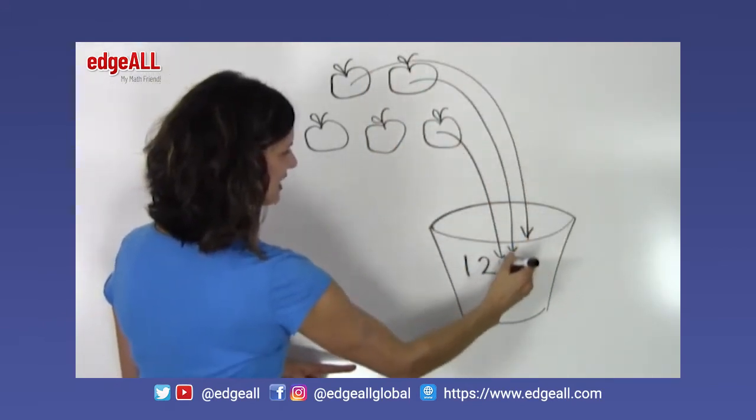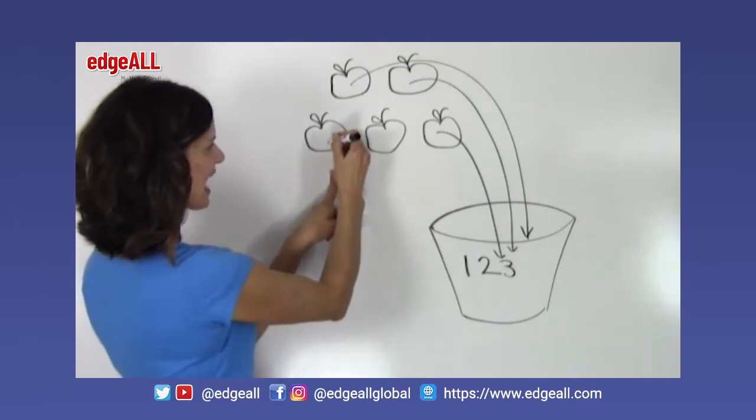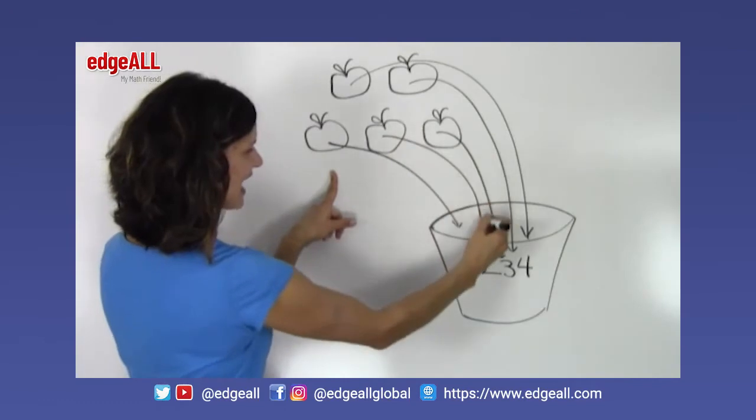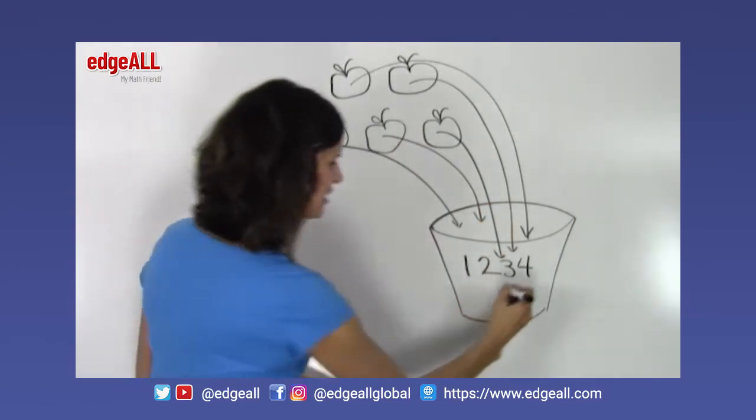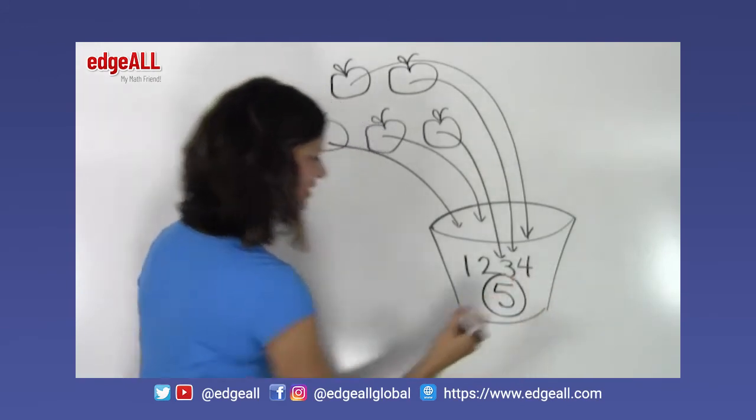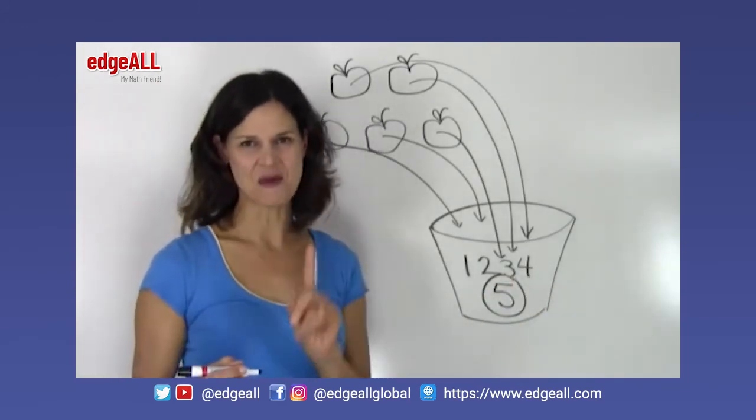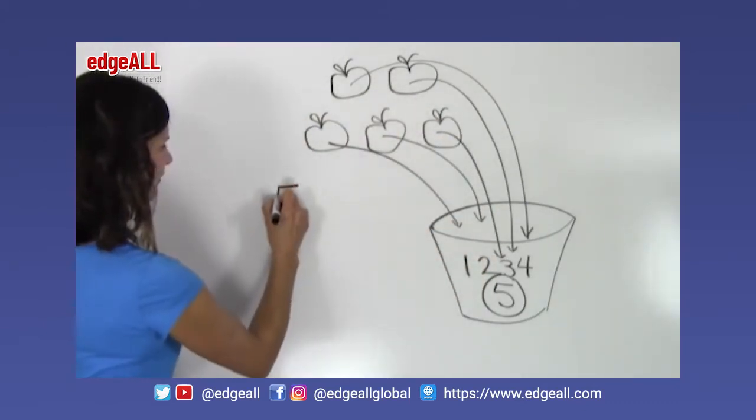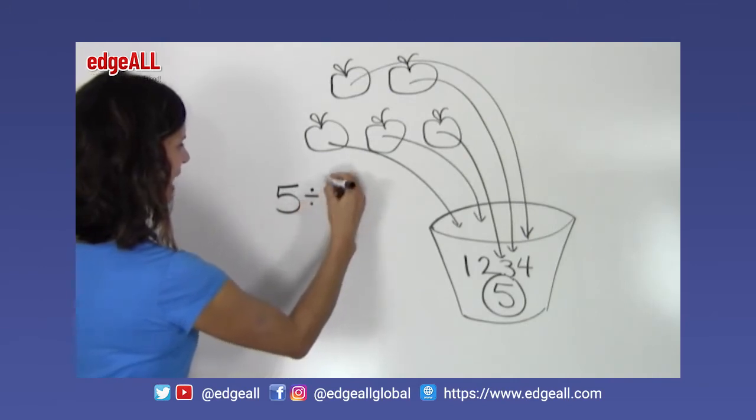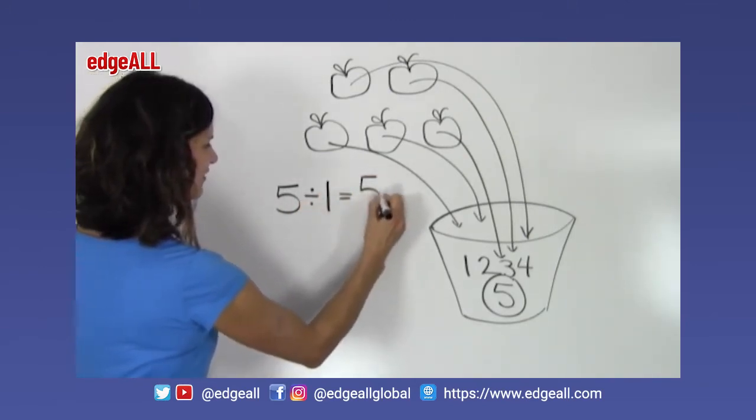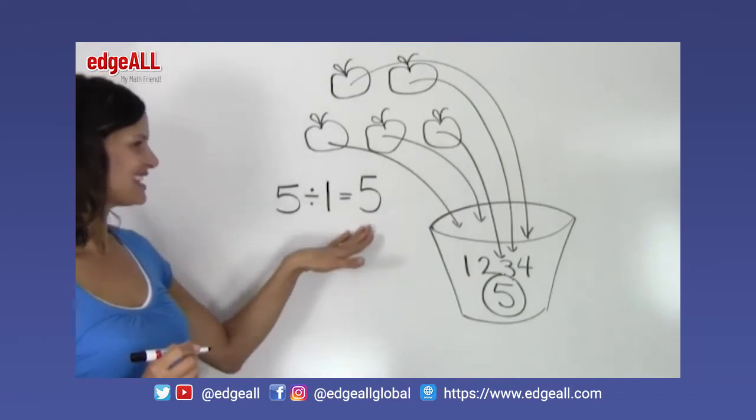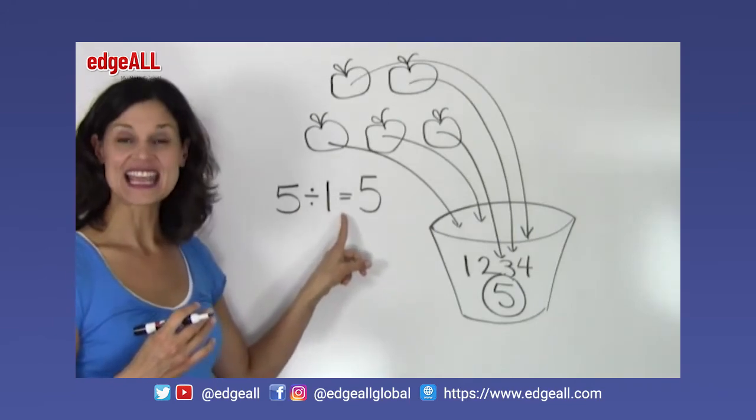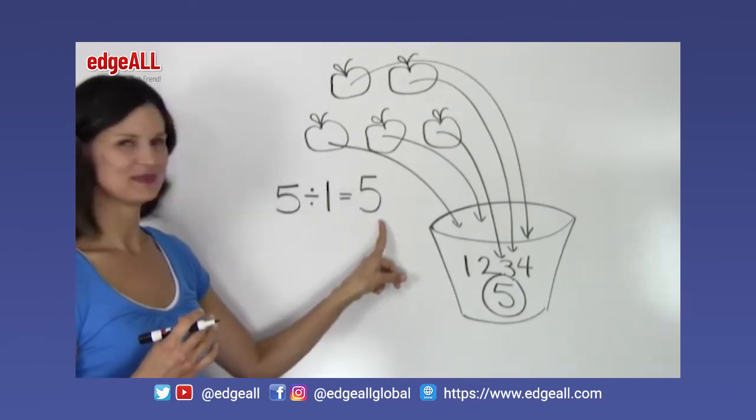This apple would go into my basket and I'd have 3 apples. This apple would go in and I would have 4 apples, and the last apple into my one basket would go in and I would have a total of 5 apples in my one basket. So this is a visual example of the problem 5 divided by 1 equals 5. And that's what we were just talking about with any number divided by 1 is equal to that number.